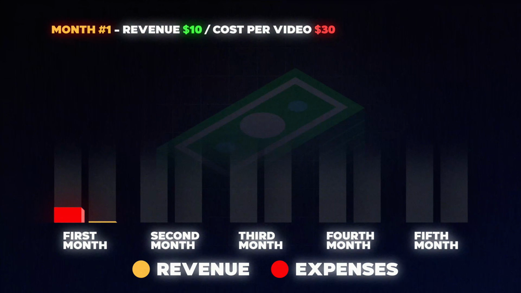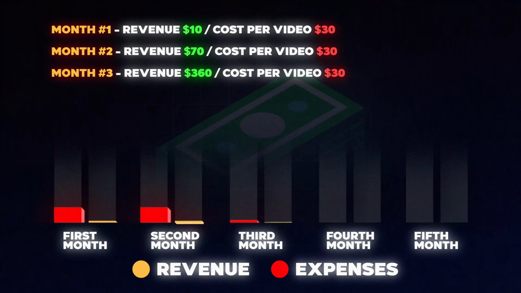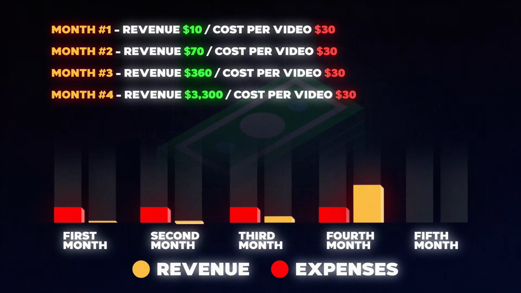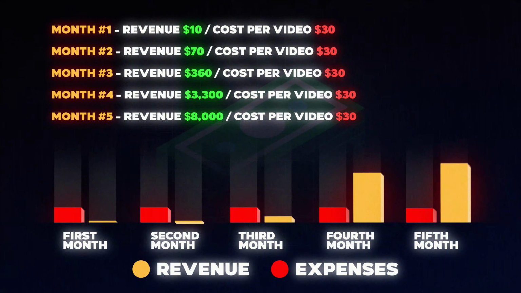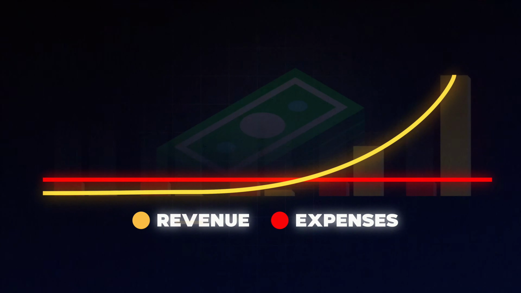When I first started, I was paying $30 for a clip, and this is what I was getting in return. In the first month, I only made $10 total, so I was losing some money there. That went up to $70 in month 2, $360 in month 3, over $3,000 in month 4, and over $8,000 from AdSense revenue alone, $10,000 total in month 5, and that is with me paying the same $30 for the cost of producing the videos. It's not all that fun and easy though.